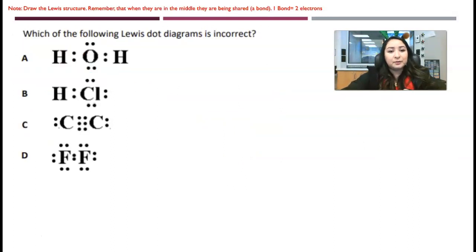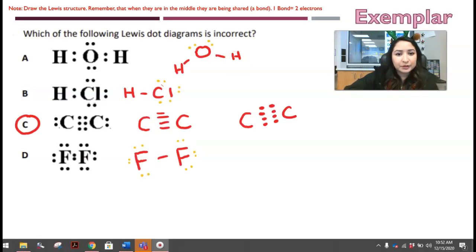All right, which of the following Lewis dot diagrams is incorrect? So we need to draw them out. Here I have drawn all 4 of them out. This is the correct drawing, so which one is incorrect? It's going to be C. So what I definitely recommend to you all is to draw it out yourself.